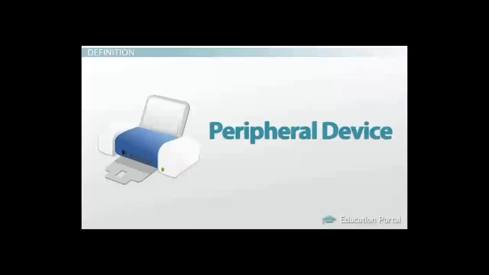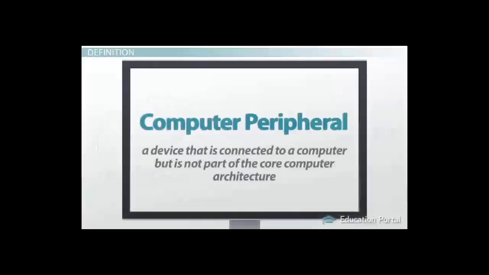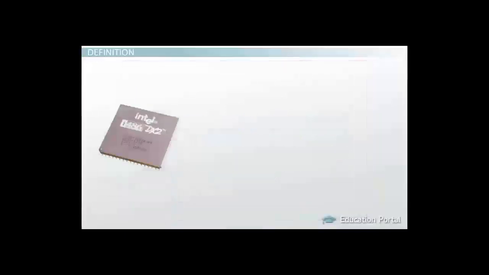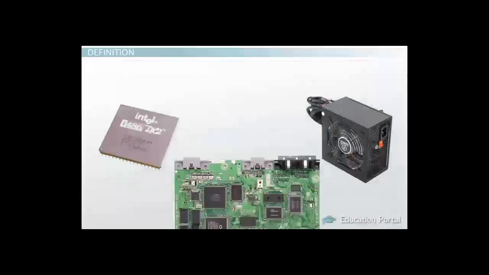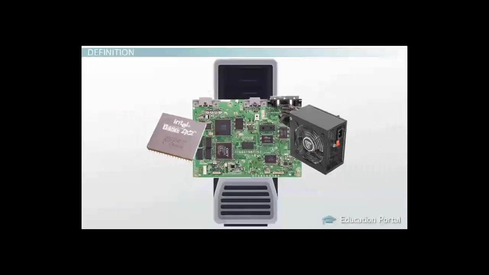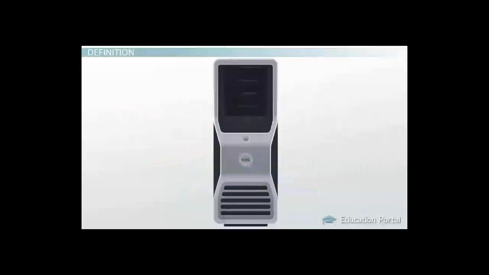A printer is known as a peripheral device, and a computer peripheral is a device that is connected to a computer but it's not part of the core computer architecture. However, the core elements of a computer are the central processing unit, CPU, the power supply, and the motherboard, and the case that contains those three components. Technically speaking, everything else is considered a peripheral device.